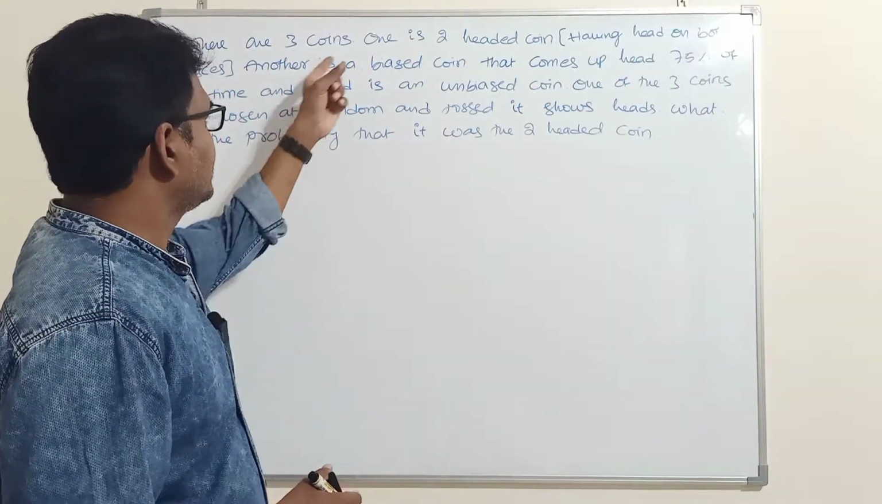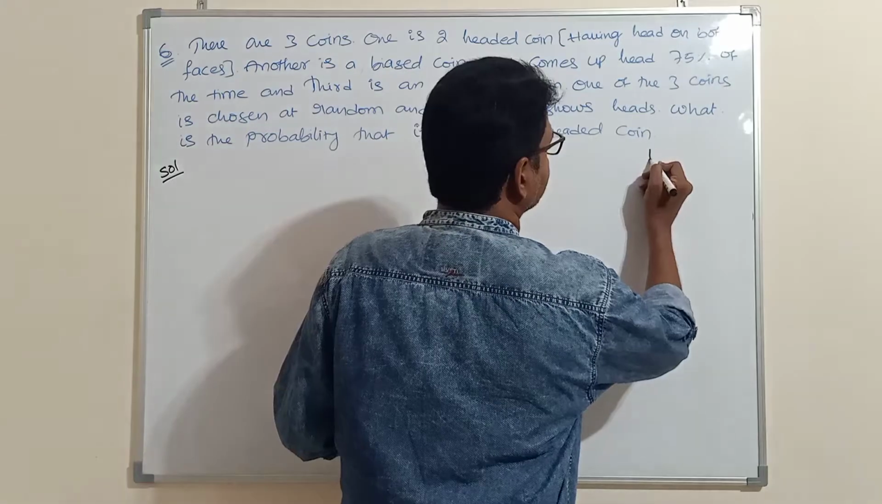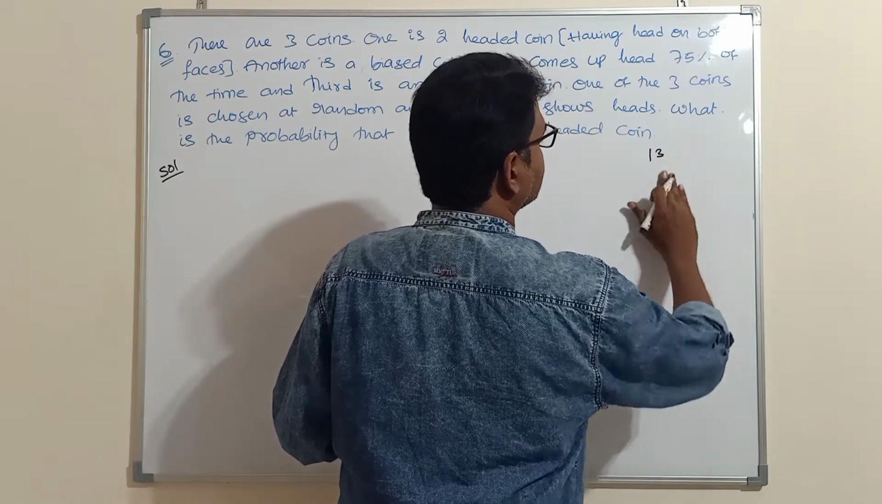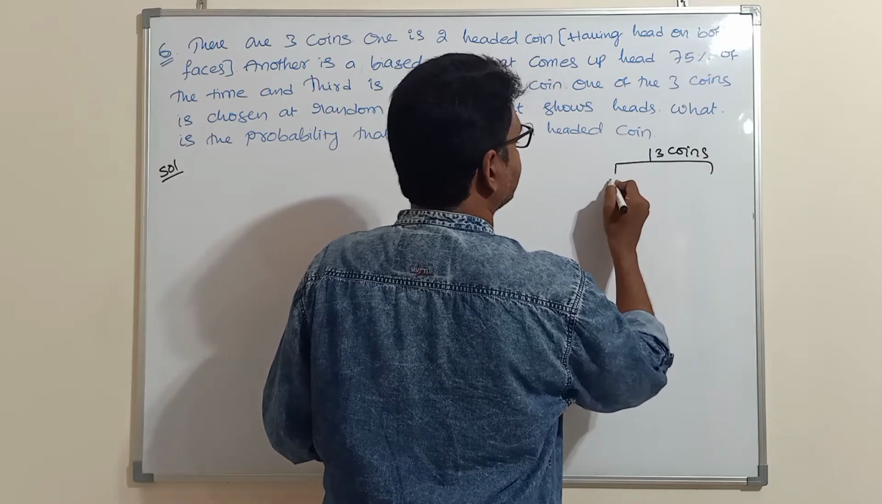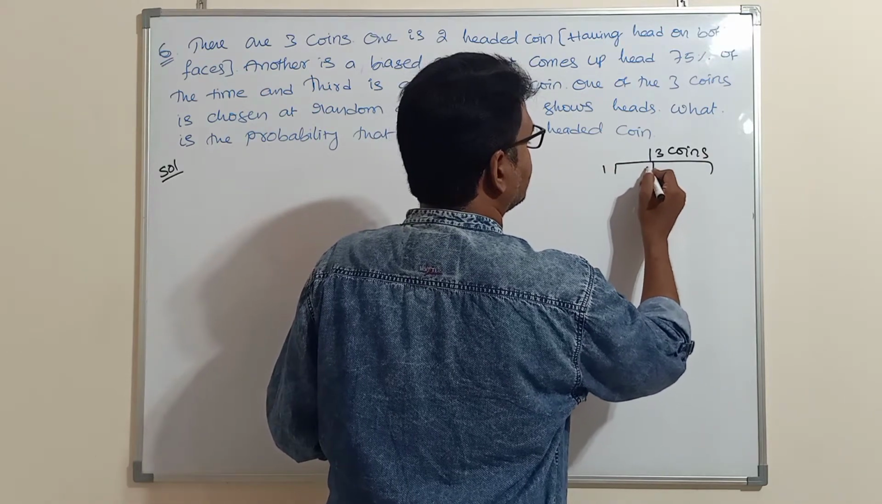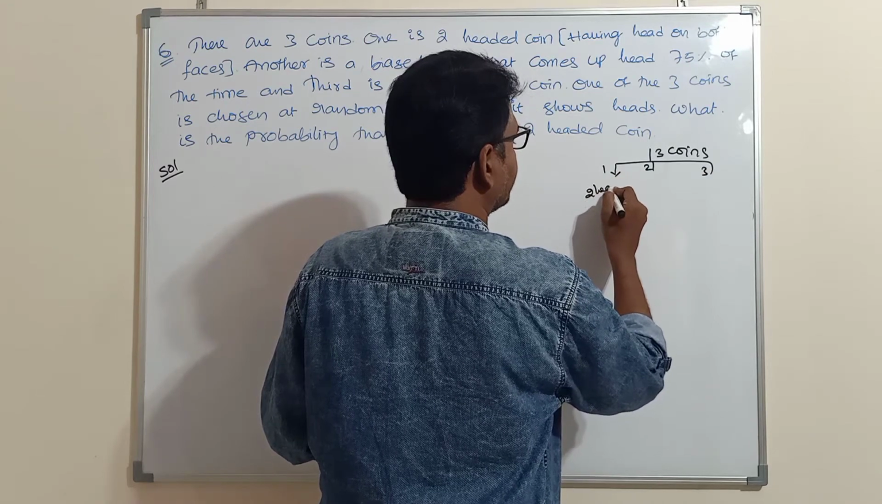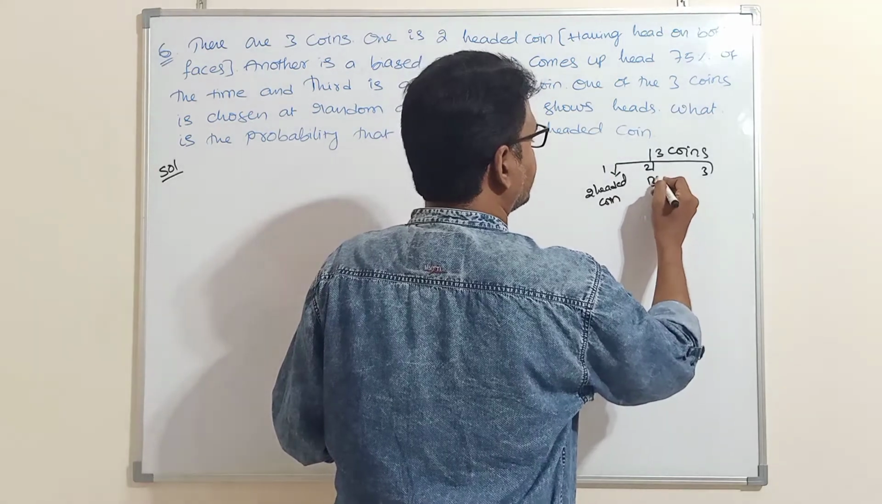Next problem. There are three coins. One is two-headed coin. So there are three coins. Coin 1, 2, 3. Three coins are there. This is two-headed coin. Second one is biased coin.